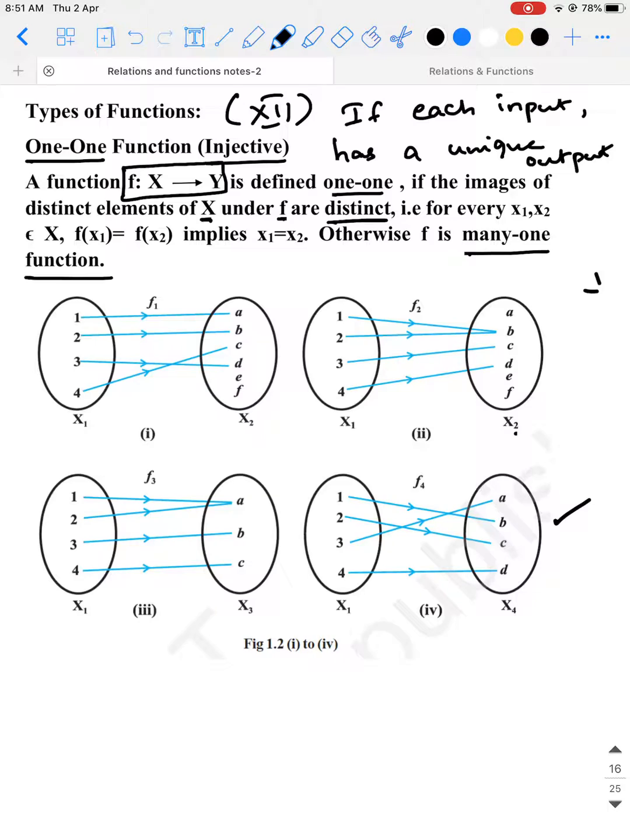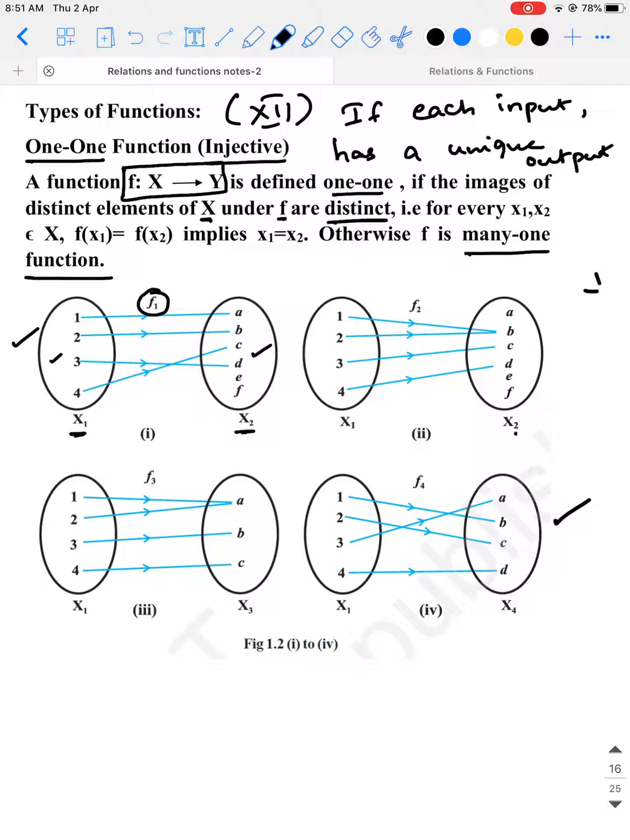Let's see certain examples. Let's say there are two sets, x1 and x2, given to you. x1 has 4 elements in it, 1, 2, 3, 4, and x2 has 6 elements. The same is the case with all the 4 diagrams. Now let's look at the first function f1. How is the function? 1 is related to a, 2 is related to b, 3 is related to c and 3 is related to d, and 4 is related to c. If you observe, each input has a unique output associated in this, right? So this type of function is called a one-to-one function.